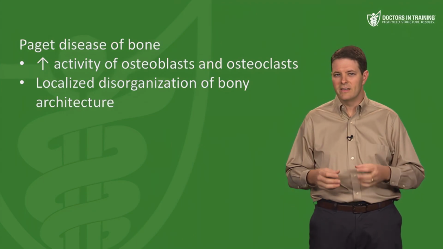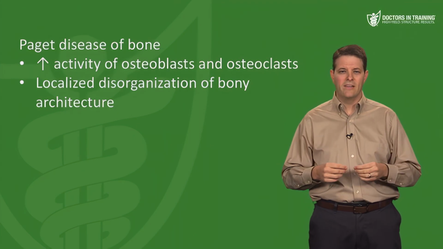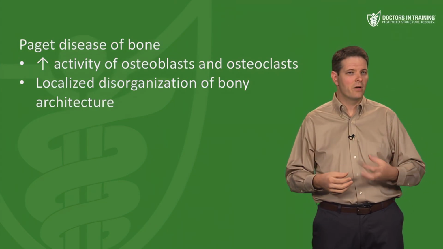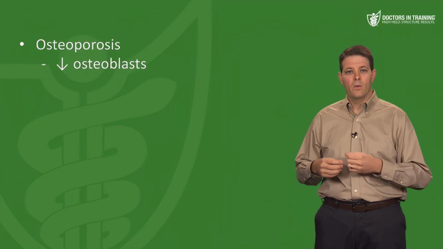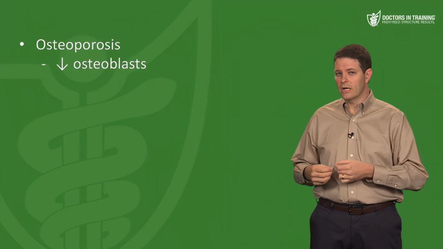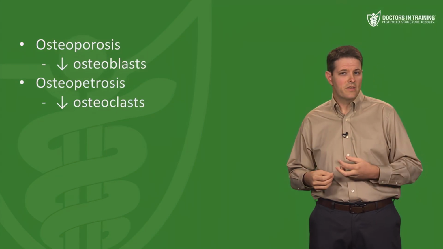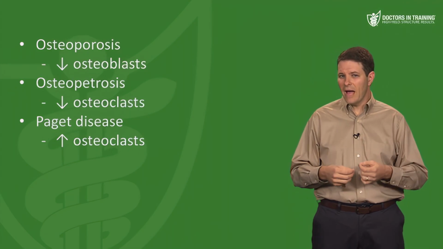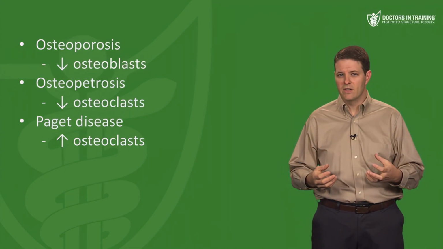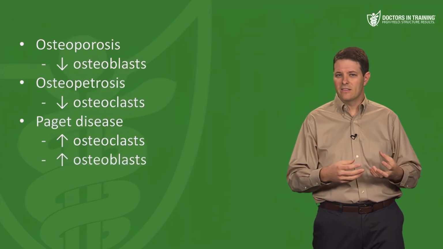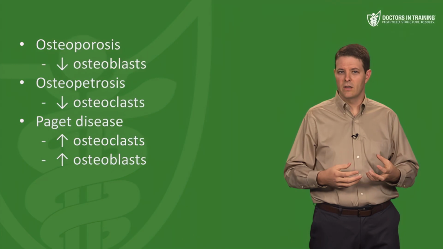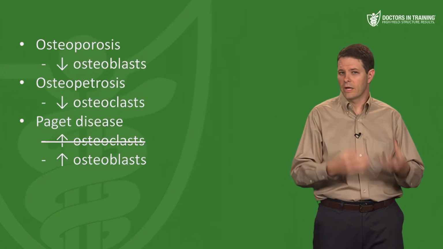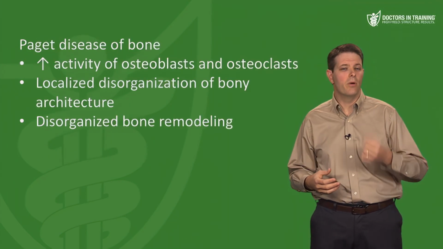Now, one of the buzzwords you may see is that this disorganized bony architecture has a mosaic pattern or a haphazard pattern. If you see it described as mosaic pattern or haphazard pattern, think Paget disease. So again, with osteoporosis, the osteoblasts were working too slowly. With osteopetrosis, the osteoclasts were working too slowly. And in Paget disease, first the osteoclasts are activated and they start tearing down the bony matrix. And then eventually this activates osteoblasts to try to catch up by laying down new matrix. And then over time, the osteoclasts kind of burn out and only the osteoblasts are working overtime. So the result is disorganized bone remodeling.